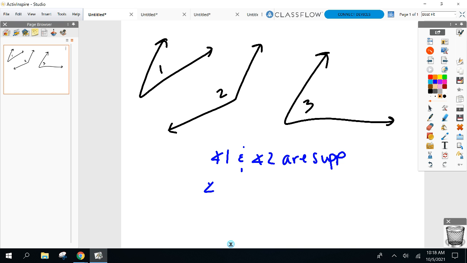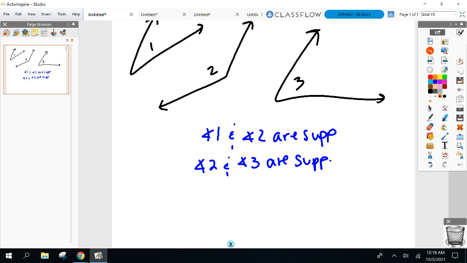I'm also going to tell you angle 2 and angle 3 are supplementary. So you know they add to 180. Everyone good so far? All right, here's what I want to know. What's the deal between 1 and 3? What should I know about 1 and 3? What do you think, Luke?